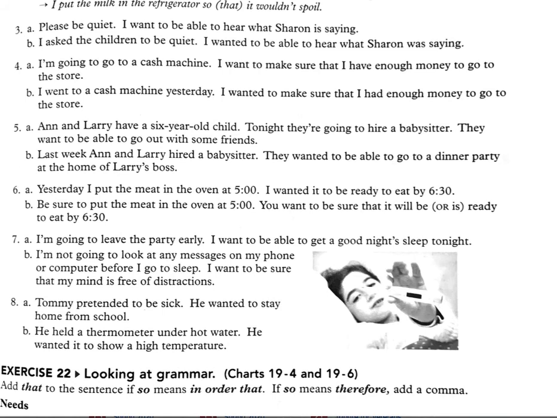Look at exercise number 3. Let's do number 3A and B together. Please be quiet. I want to be able to hear what Sharon is saying. So you say, please be quiet so that I can hear what Sharon is saying. So I'm going to eliminate "want to be able to." So, please be quiet so that I can hear what Sharon is saying.